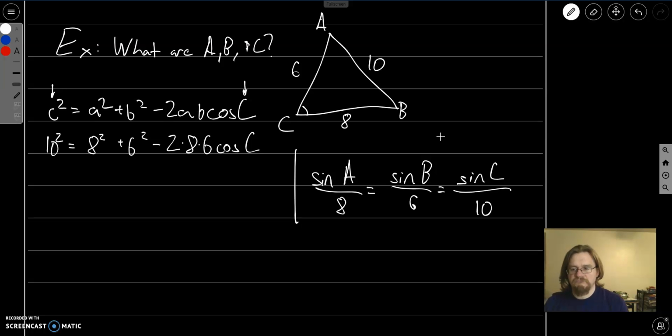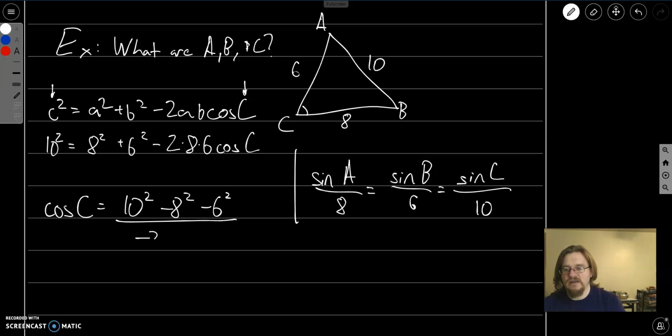So let's solve for the cosine of c, and we're going to see something silly kind of pop out here, but it is expected. So if I'm trying to solve for the cosine of c, I'll do some algebra here. I'll take 10 squared and I'll move the 8 squared to the other side. I'll move the 6 squared to the other side, and I'll divide both sides by -2 times 8 times 6. I'm going to simplify the side first.